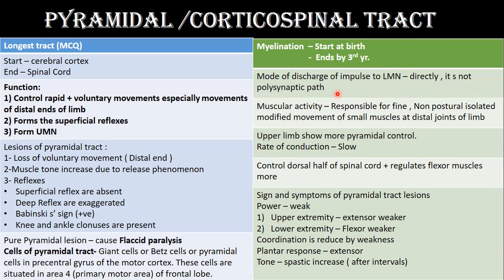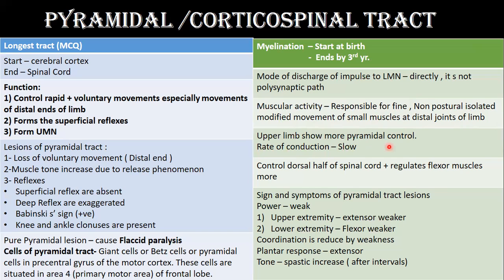of synaptic junctions and neurons. First see that video. Then its muscular activity: it responds to fine, non-postural, isolated, modified movements of the small muscles at the distal joint. Important point to remember, the pyramidal tract is concerned with that distal end and with voluntary movement, as well as the upper motor neuron part.